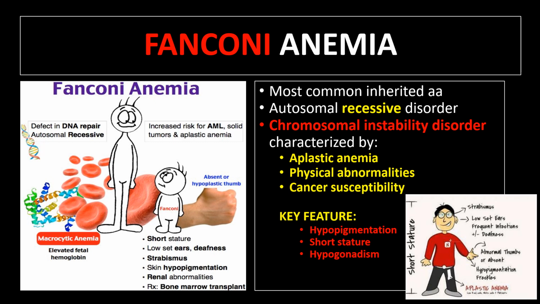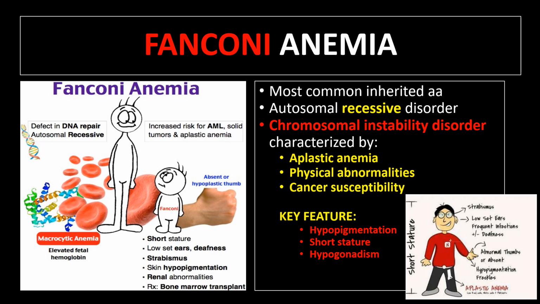This is an autosomal recessive disorder, a chromosomal instability disorder characterized by three things: aplastic anemia, physical abnormalities, which are the hypopigmentation, short stature, and hypogonadism, and cancer susceptibility. As shown in the left image, this shows the must-know information about Fanconi anemia, wherein we have a DNA repair defect, which is autosomal recessive. And as mentioned, it has cancer susceptibility, with an increased risk for AML, solid tumors, and aplastic anemia.